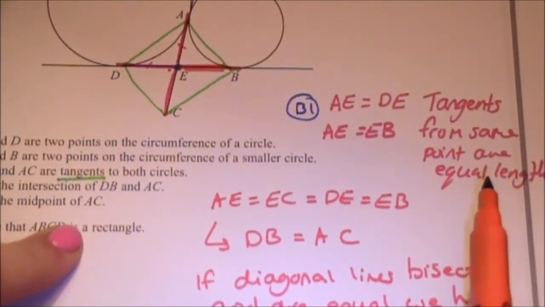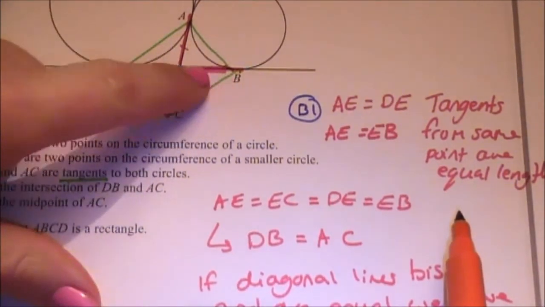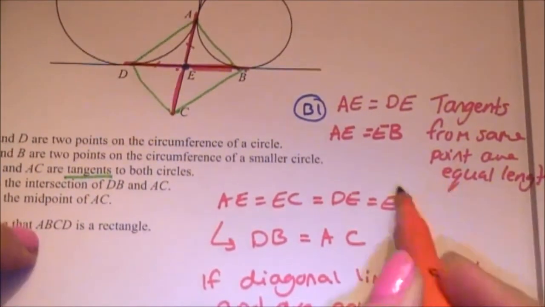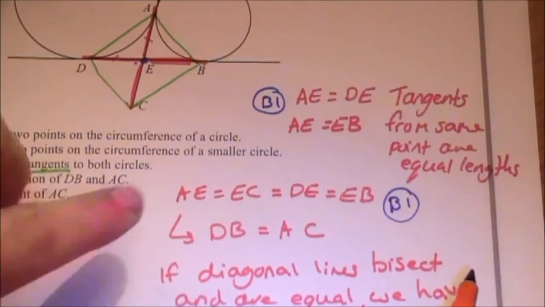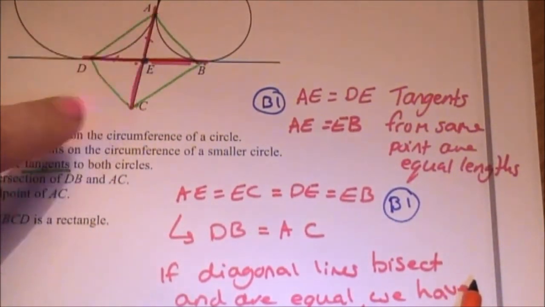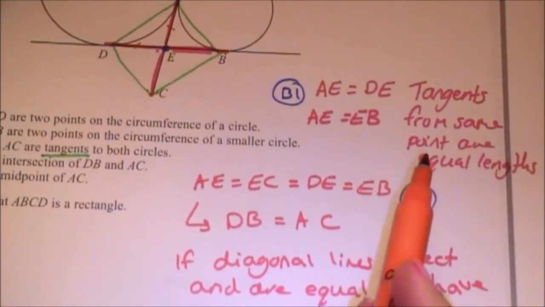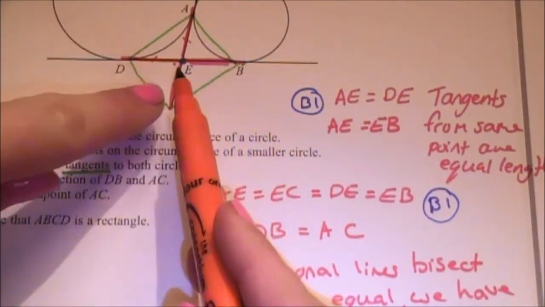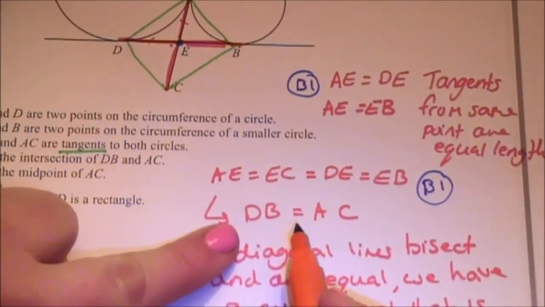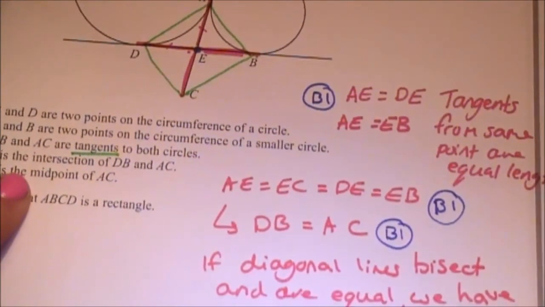Now I get a second mark for recognising that if the tangents are equal to one another and that's the midpoint, then all of these lengths are going to be equal. So I'm going to get my second mark for recognising that all these lines are equal. Now my third mark comes from recognising the fact that if they're all equal, then that must mean that the full diagonal lines are also equal. So I get my third mark for recognising that there.